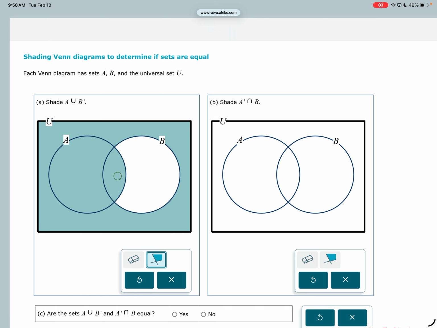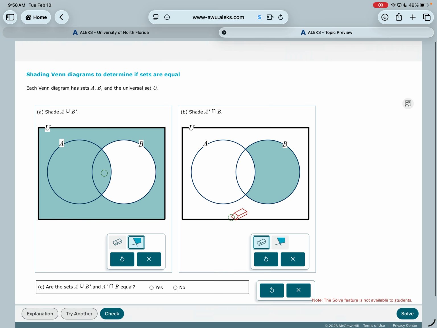Okay. On this one, it's A naught intersect B. Well, B is everything here, so what does this, that's already shaded, share with the shading of B? It would be this, okay? These are obviously not equal. They're actually the complement of each other, because if I had them together, it'd be everything.